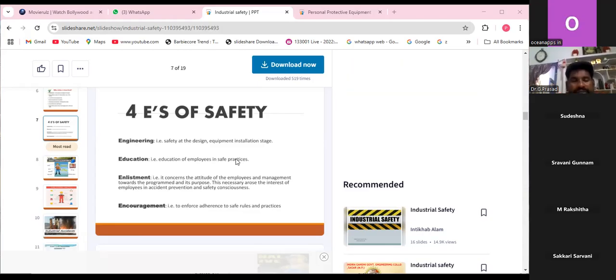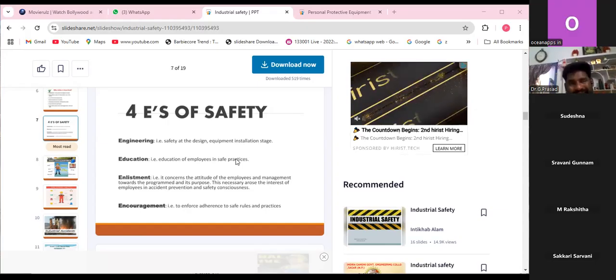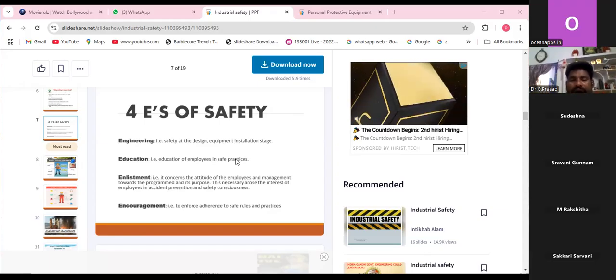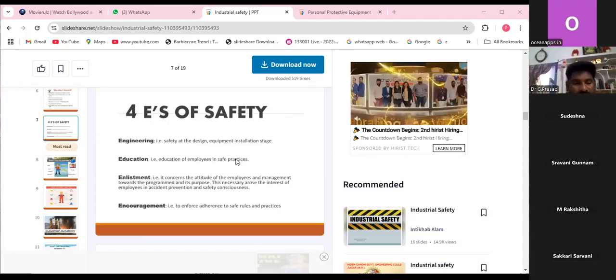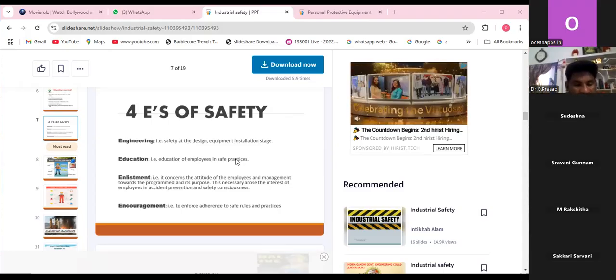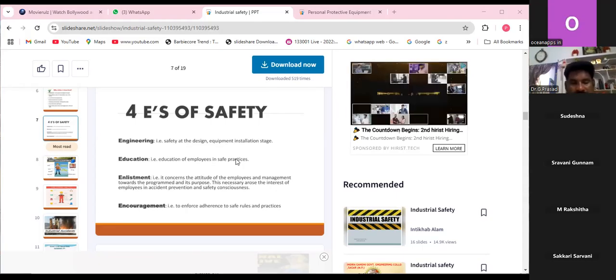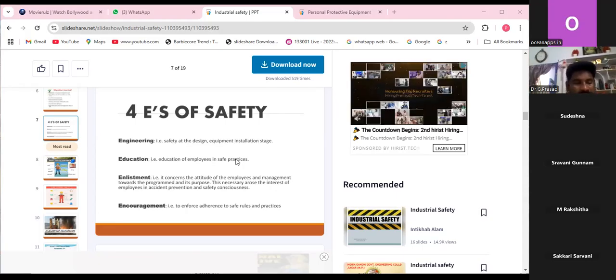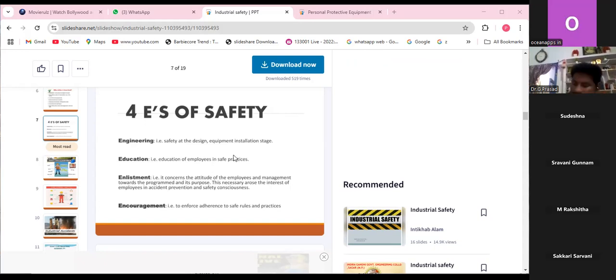The second one is education, which means you have to give proper knowledge and awareness to the employees in the safety department or those working in the industry. The third one is enlistment, which concerns the attitude of the employees and management toward the program and its purpose. The last one is encouragement. We have to give encouragement to employees to follow the rules and regulations.